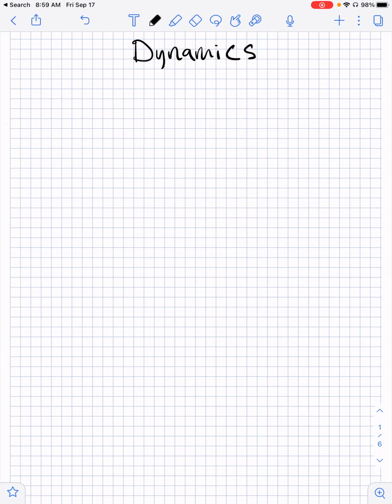Hey there, we're going to go over some notes for dynamics. Up to this point, everything we've seen in terms of forces has been balanced forces, and those objects were either at rest or moving at a constant velocity. Now we're going to move into situations where we have unbalanced forces.